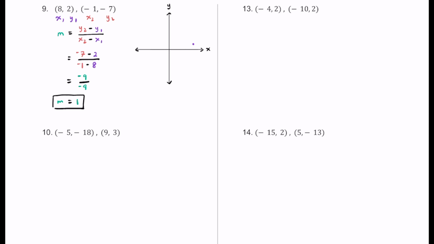And then for the second point of negative 1 comma negative 7 would be somewhere down in quadrant 3, closer to the y-axis, maybe something like here. And if you take a look at connecting those points, you would get a pretty diagonal line that is a 1-to-1 ratio of up 1 over 1.